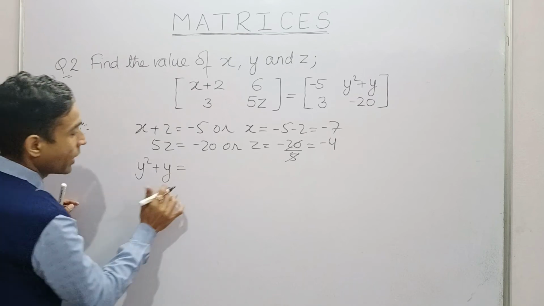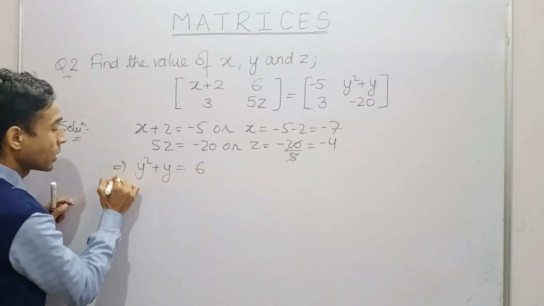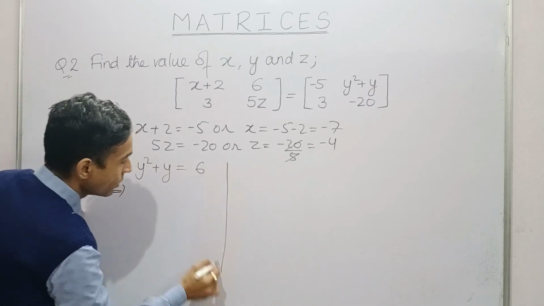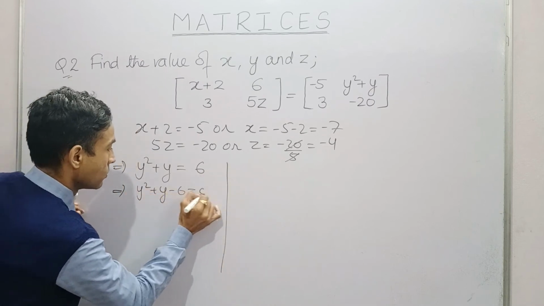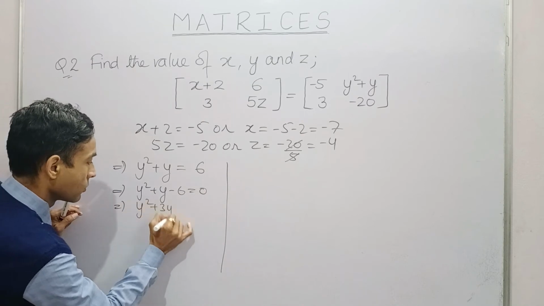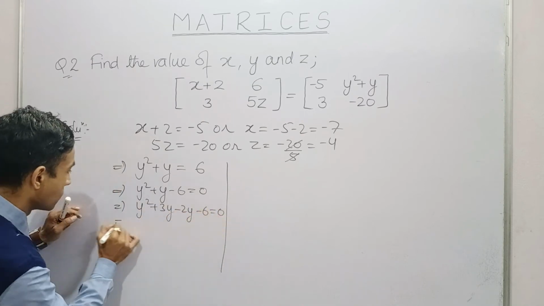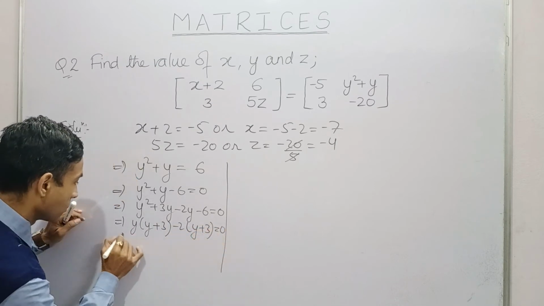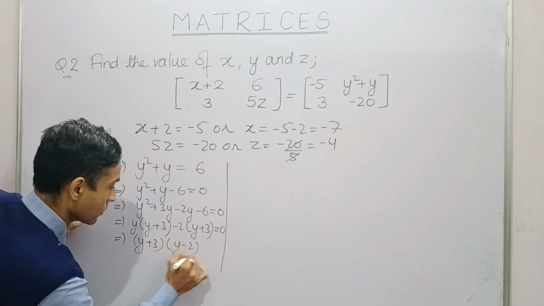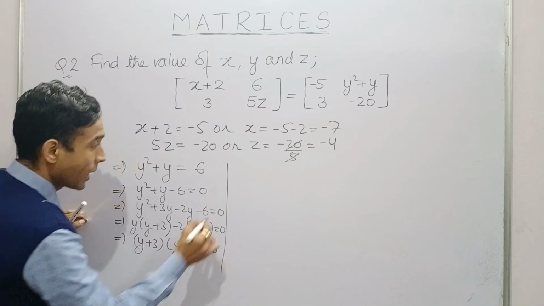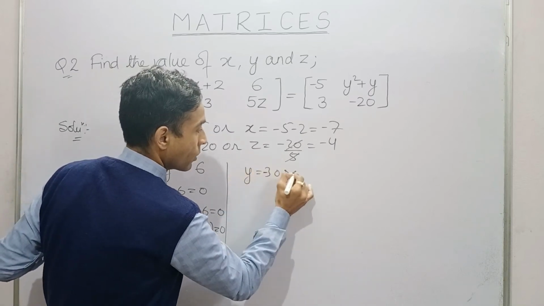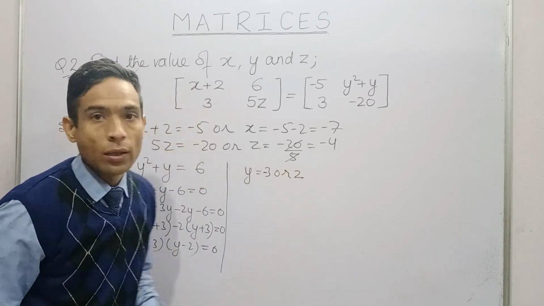Equating y square plus y is equal to 6 gives us a quadratic equation, which we are going to solve by splitting middle term method. So the value of y is -3 or 2. Let's do our next question.